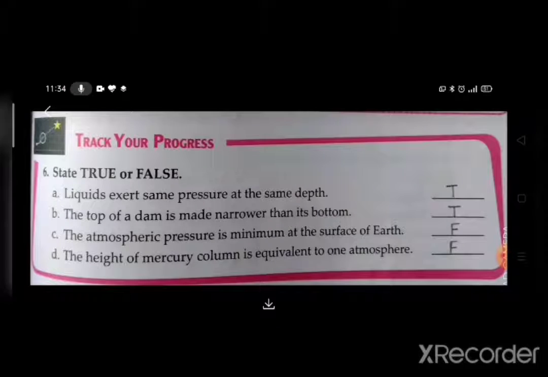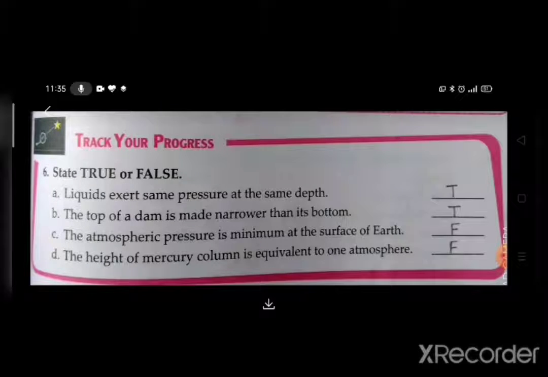Next, track your progress is true and false. First is liquids exert same pressure at the same depth. That is true. The top of a dam is made narrower than its bottom. That is also true because the bottom of the dam is wide and the top is narrower.